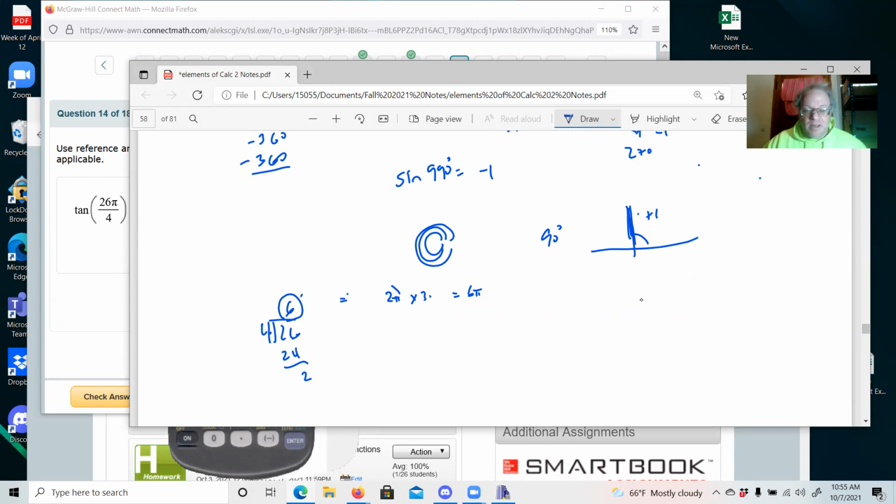Okay, so we could break this up and we could say 26 pi over 4 is equal to 24 pi over 4, that's 6 pi, plus 2 pi over 4. 24 plus 2 is equal to 26. This guy right here, okay, this is our 6 pi, this is our 3 revolutions. All right, and then we have 2 pi over 4 more. It's right here, right? That's pi over 2.